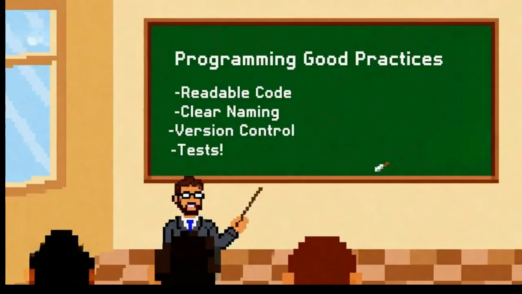Some teams follow very specific formats for commit messages, even using conventions like starting messages with keywords like feat for features or fix for bug fixes. These conventions make it easier to automatically generate change logs and release notes.